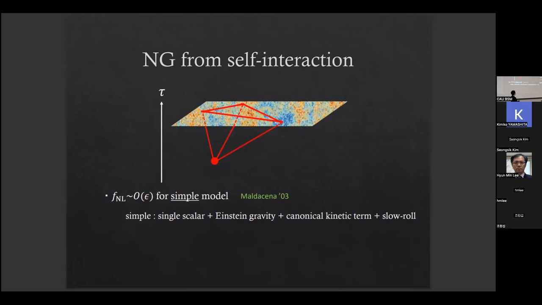By the famous work of Maldacena, we know the non-Gaussianity parameter f_NL is roughly related to the magnitude of the three-point correlation function, but you can show this is very small. The magnitude is order epsilon, where epsilon is a small parameter, so it's really small. It is small for the simple model, which is what Maldacena showed in his famous paper. By simple, I mean I assume a single inflaton, a single scalar field, plus Einstein gravity. I don't consider any modified gravity, with a canonical kinetic term for the inflaton, and I also assume slow-roll inflation. Based on these conditions, you can generically show the non-Gaussianity parameter is really small.